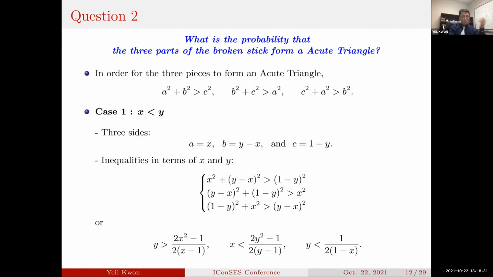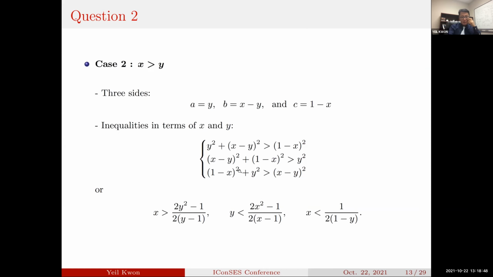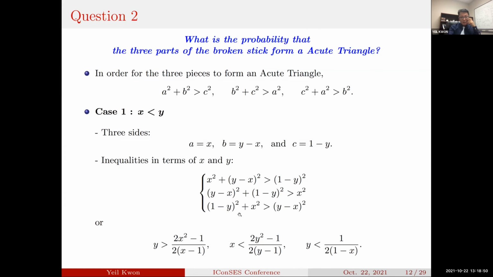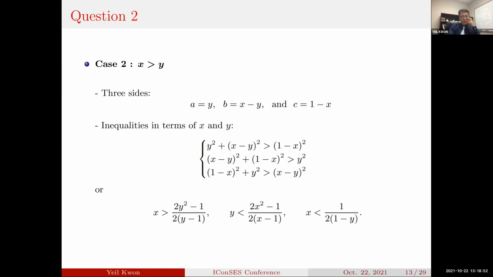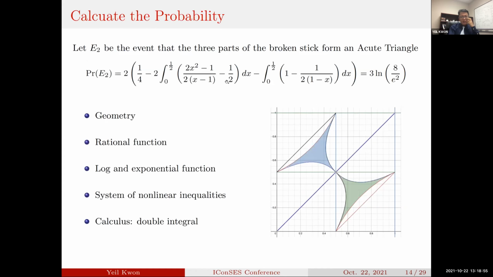Think about the second example. Specifically, what is the probability that we make an acute triangle? An acute triangle means all three angles are less than 90 degrees. Based on this geometric knowledge, we have to solve much more complicated inequalities of rational functions, and then again much more complicated integrals. And we have the mathematical solution like this: 3 times log 8 over e squared.